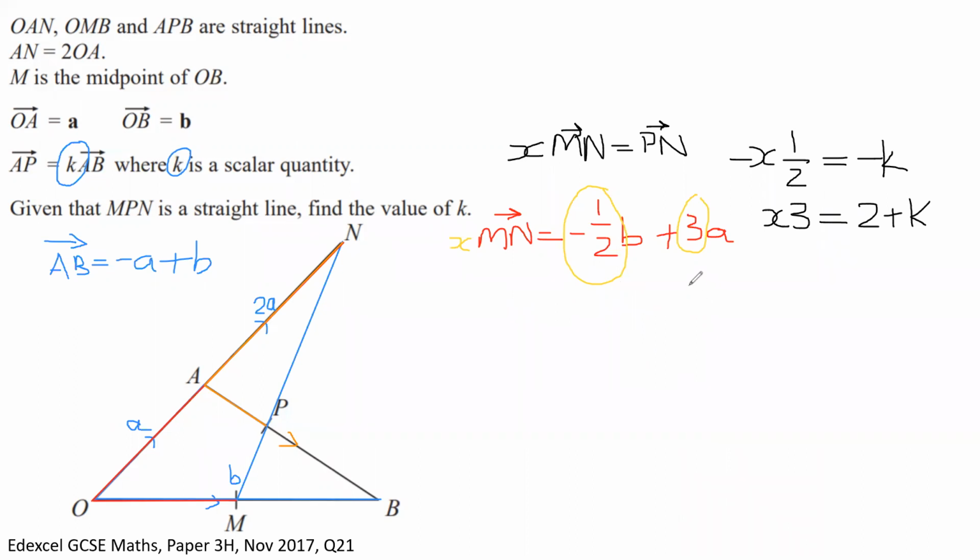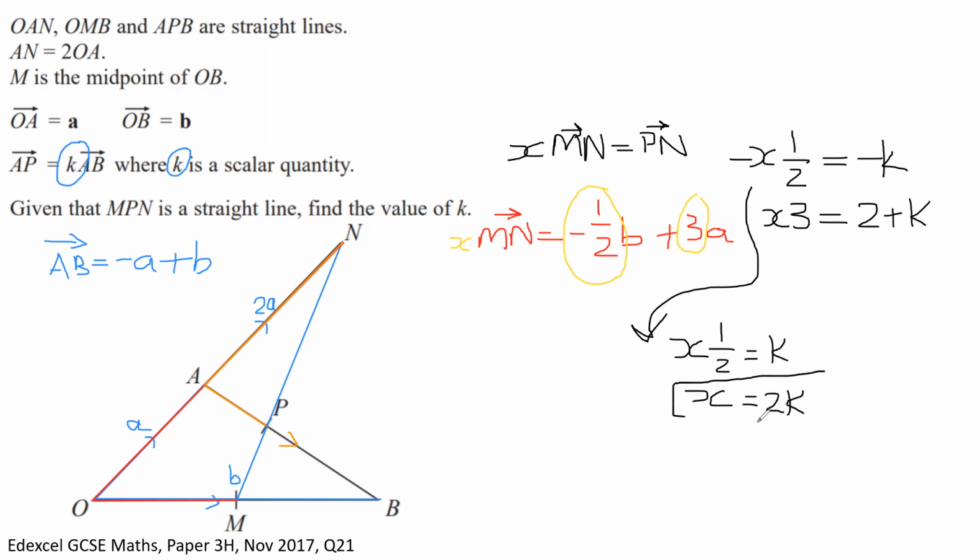Well, I think the easiest way to do this is to use this one here and work out a value for x, and then substitute that into this equation. So if we look at this equation here, if we rearrange it, we've got a minus on both sides, so we can just remove those by multiplying both sides by -1, and that will give us x times 1/2 equals k. Well, this is the same as x over 2. So we can then times both sides by 2, and that will give us x equals 2k.